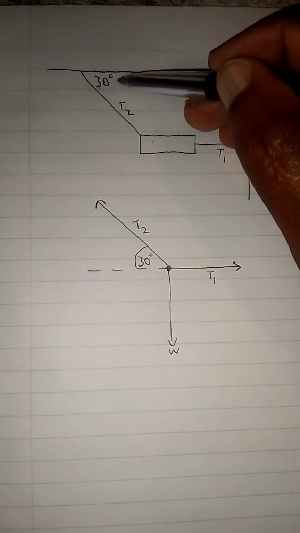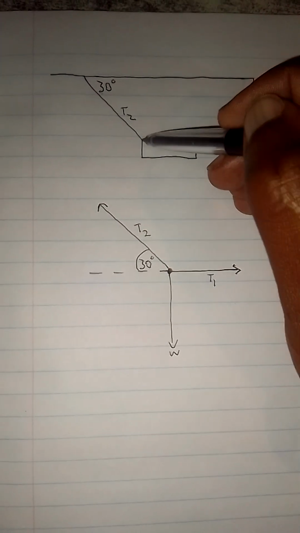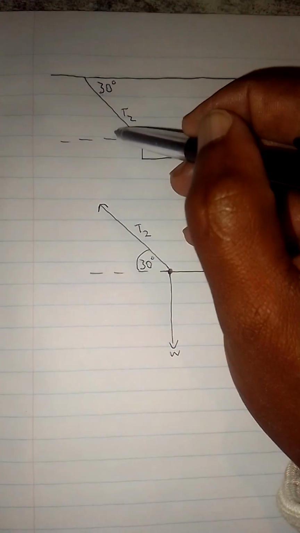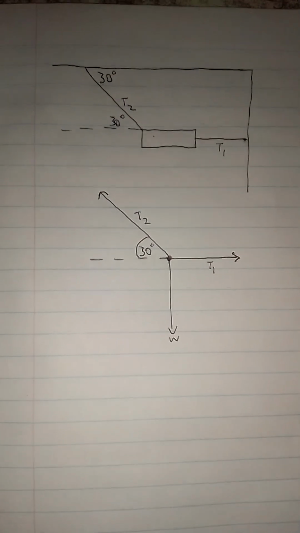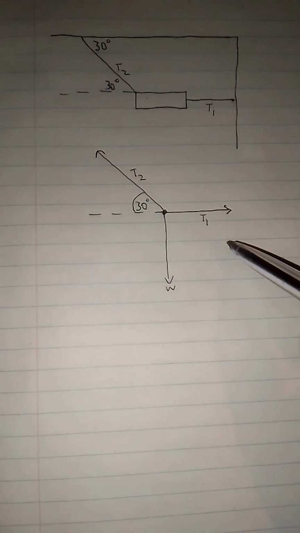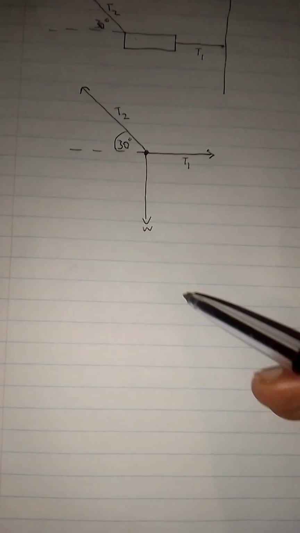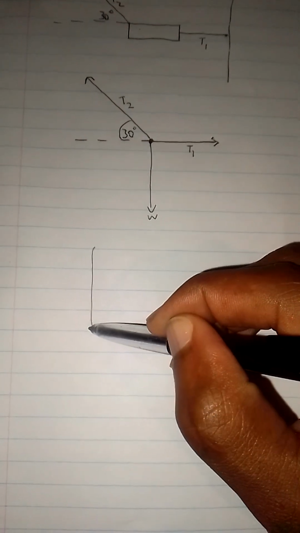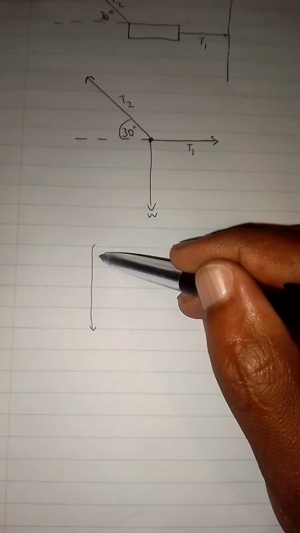Since this one is alternating to this one, the 30 degrees is going to be here. This is our 30 degrees because they alternate. So if we are to draw a closed vector diagram, we are supposed to draw a triangle.